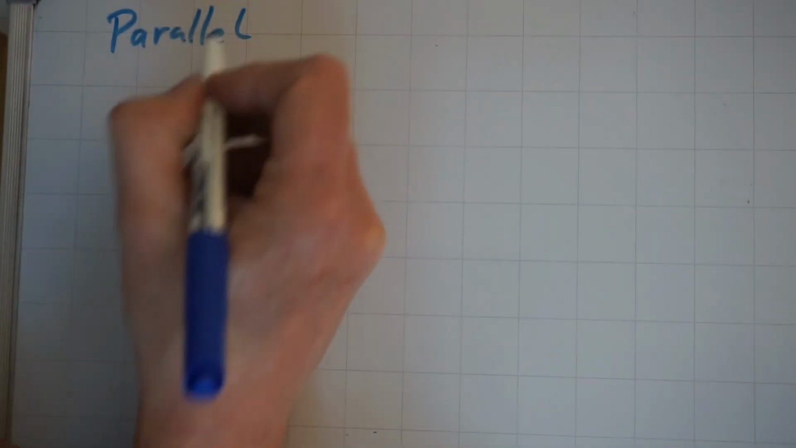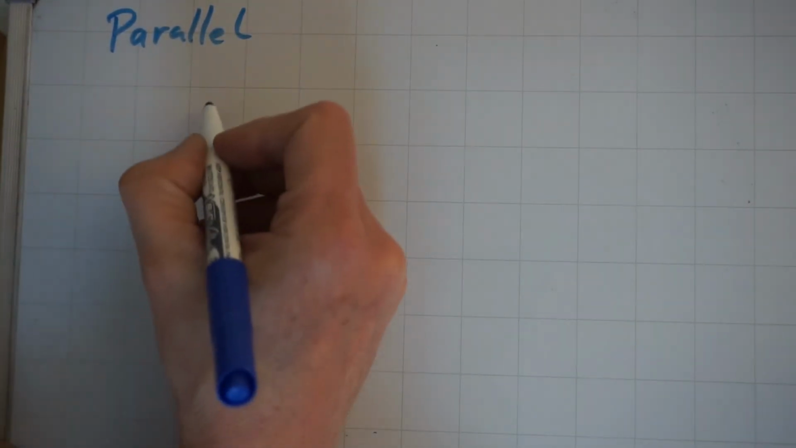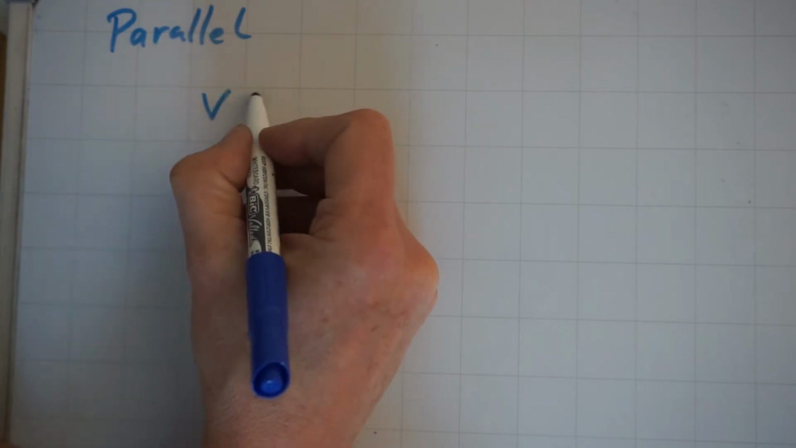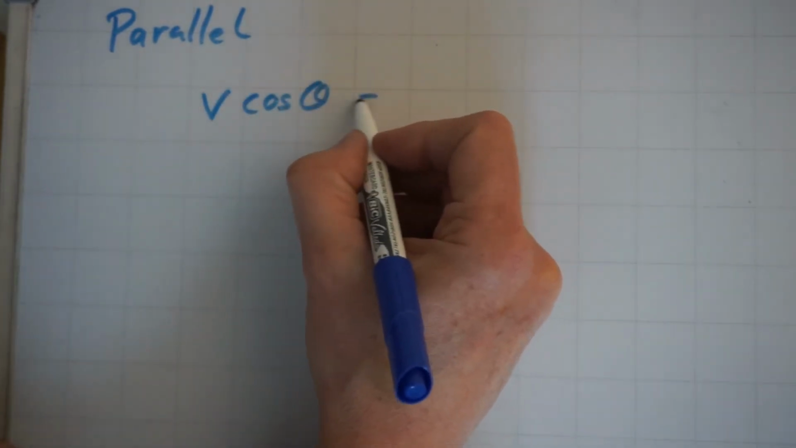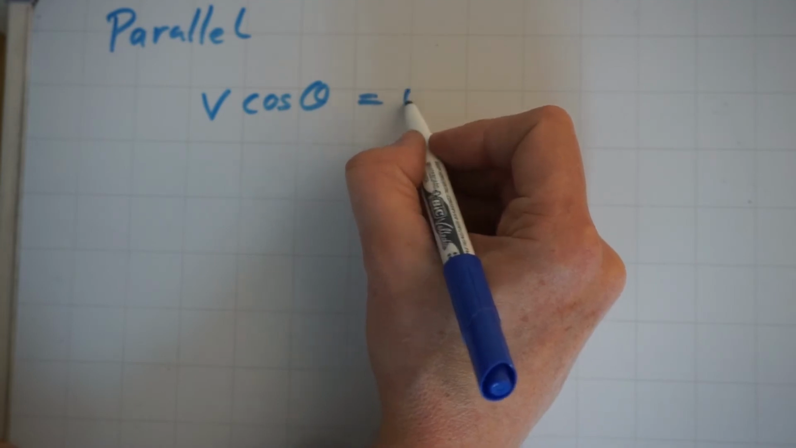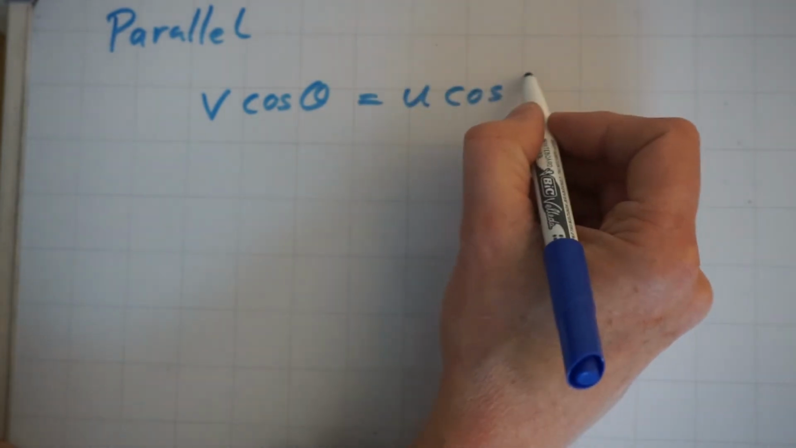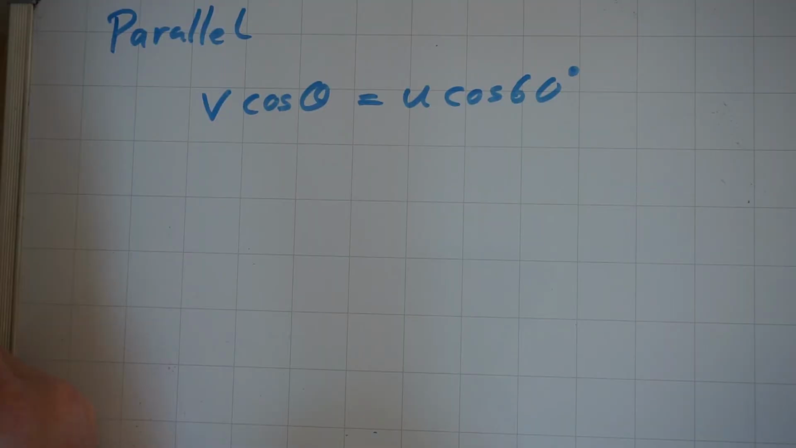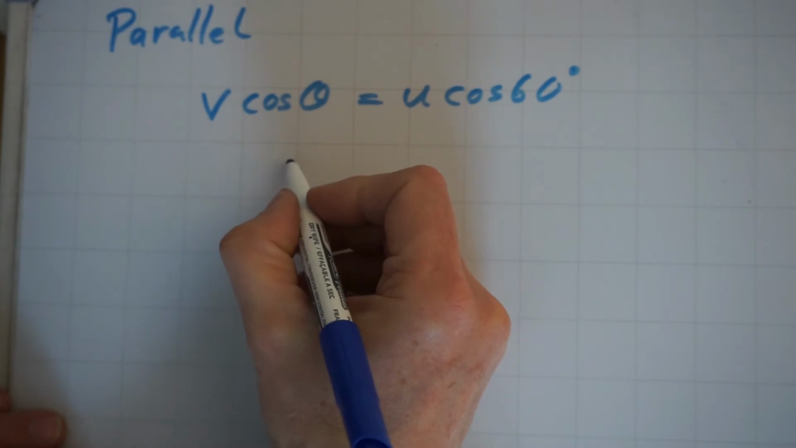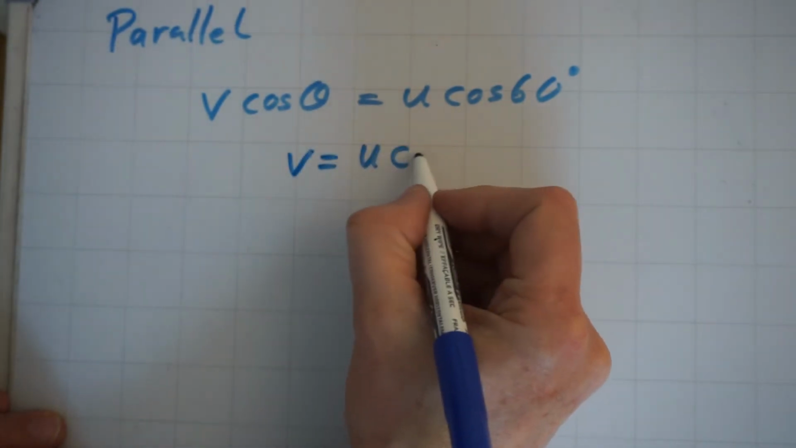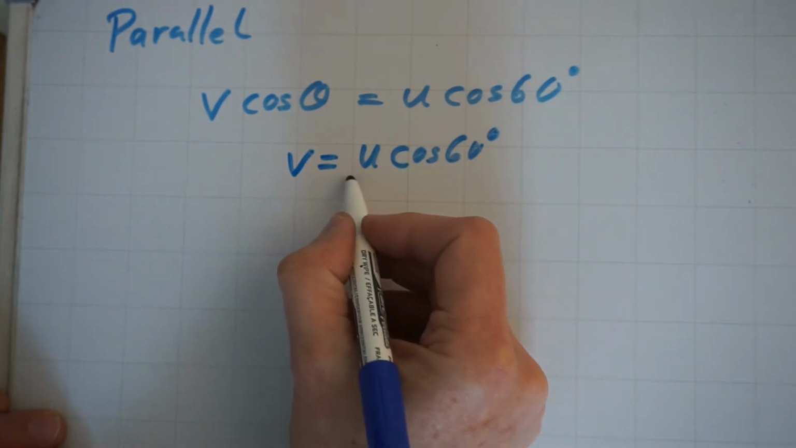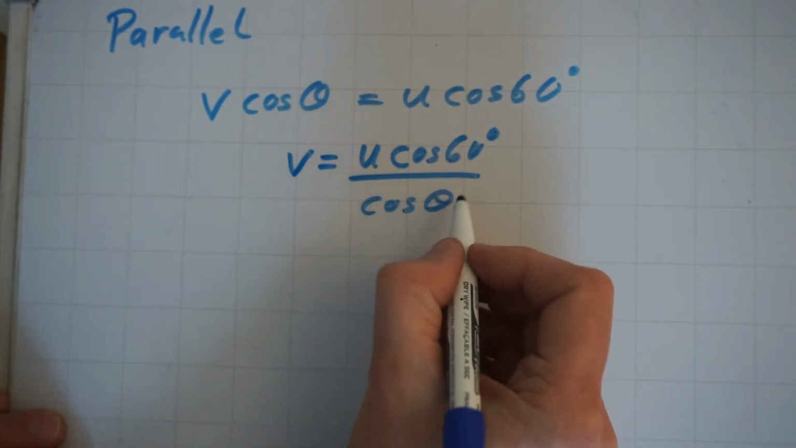Parallel to the wall, the components of the velocity are unchanged, so V cos theta will be equal to U cos 60. Here U is the speed at which the ball hits the wall, and V is the speed at which it rebounds, and theta is the angle between the wall and the velocity after the impact. We can rearrange this to give V equals U cos 60 over cos theta.